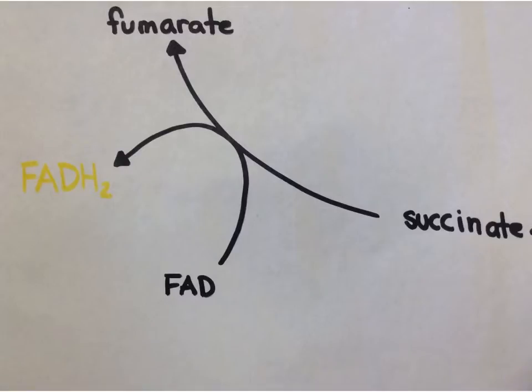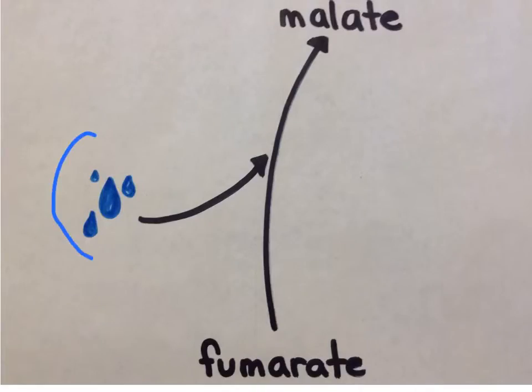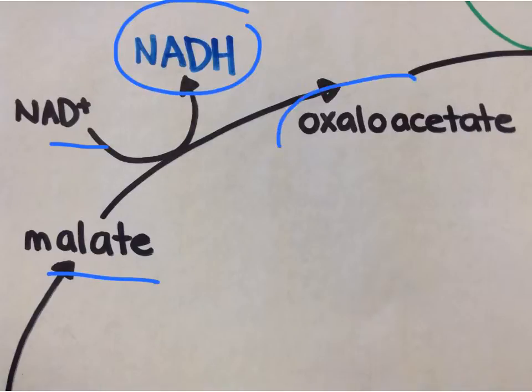The FAD ion, found in the matrix, oxidizes succinate and creates the energy coenzyme FADH2. Succinate then becomes fumarate. Water is added to create malate. And finally, malate undergoes a redox reaction involving NAD+, producing NADH, and oxaloacetate, and this completes the Krebs cycle.